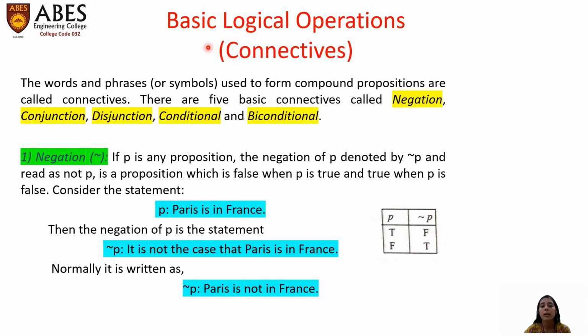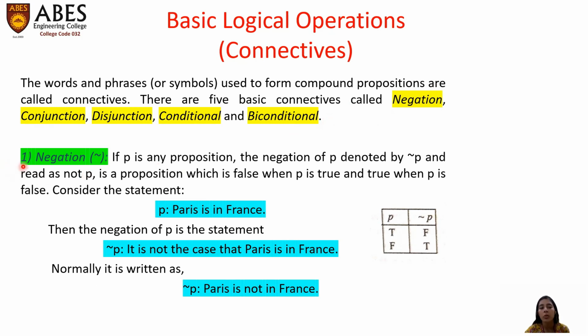Now we have five types of logical connectives with the help of which we can form a compound proposition. The words, phrases, or symbols that are used to form the compound proposition are said to be the logical connectives. We have five connectives known as negation, conjunction, disjunction, conditional, and biconditional.